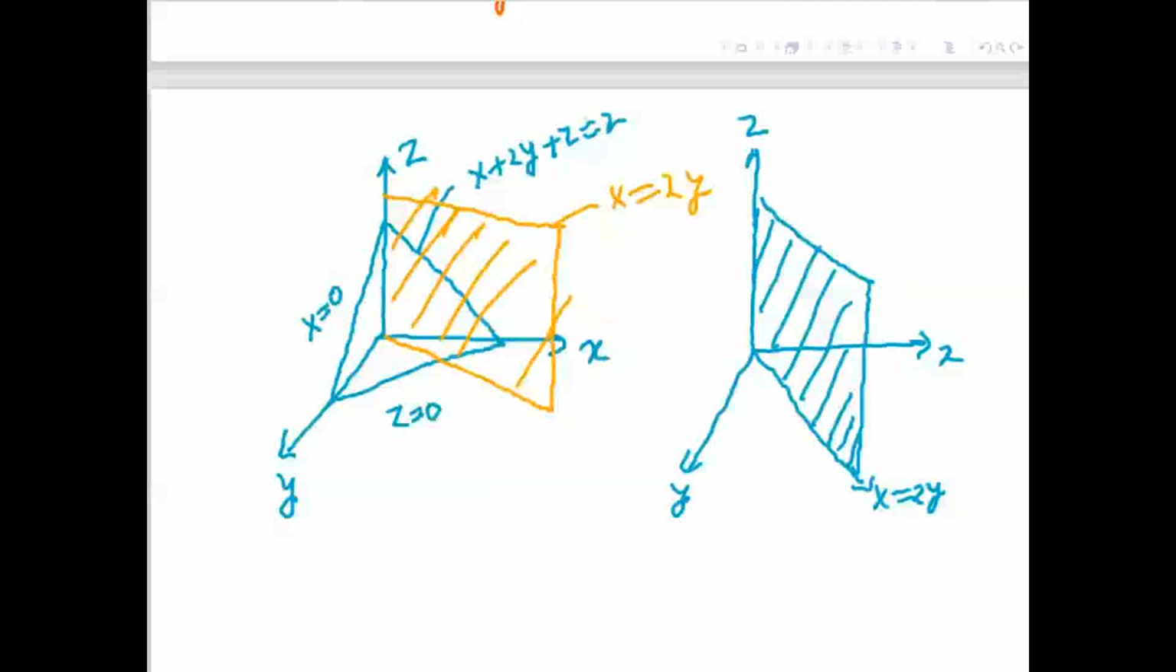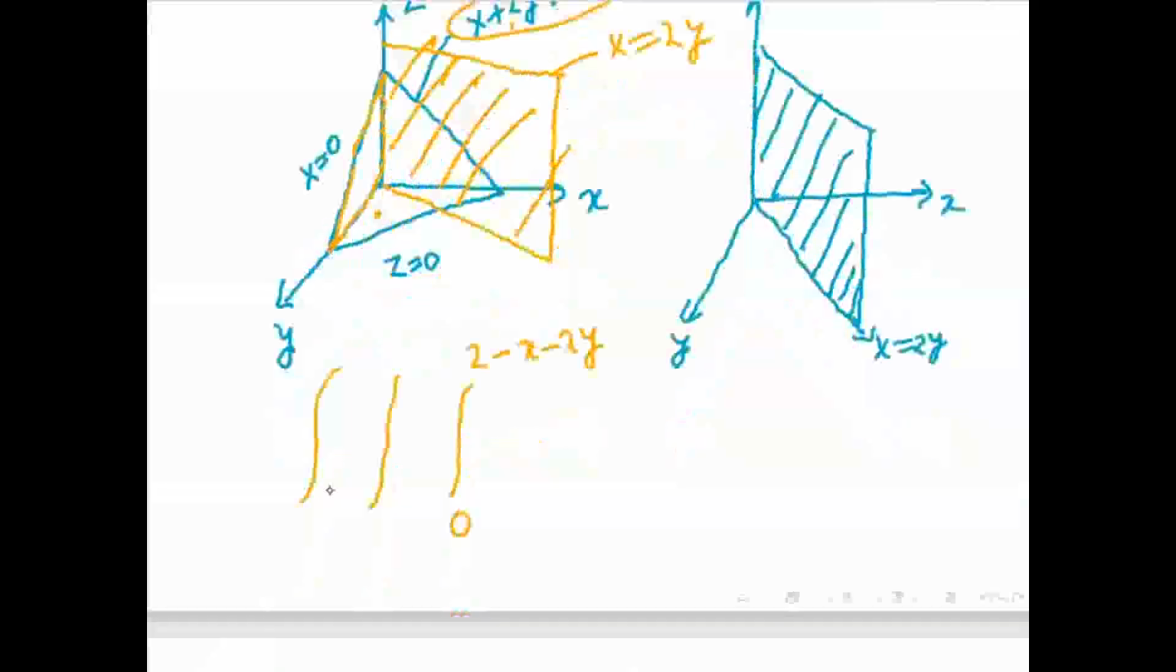This side is the region covered by these planes: this is x equal to 0, this is z equal to 0, and then this plane, and the top is this one. So the limit of z in this case will start from 0. On the top it will hit this plane again, so it will be 2 minus x minus 2y. Now we will get the values of y and x.